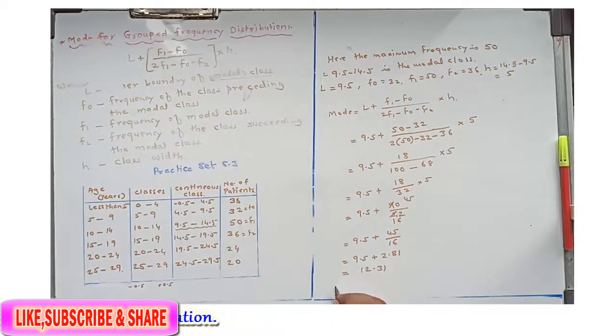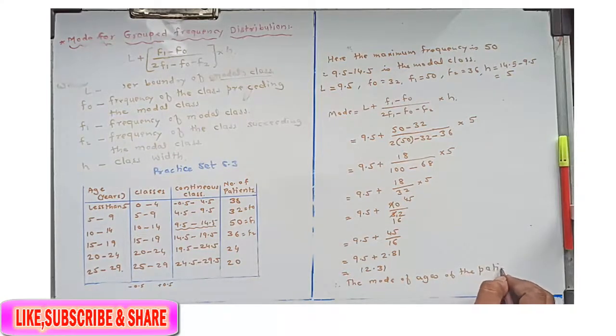Therefore, we write the answer like this: the mode of the ages of the patients is 12.31. So in this way we have to find the mode of a grouped frequency distribution.